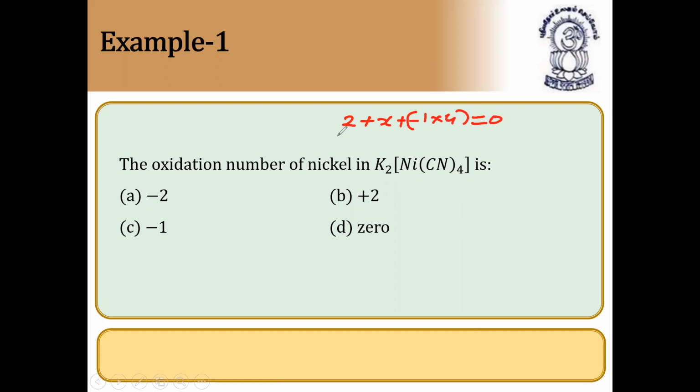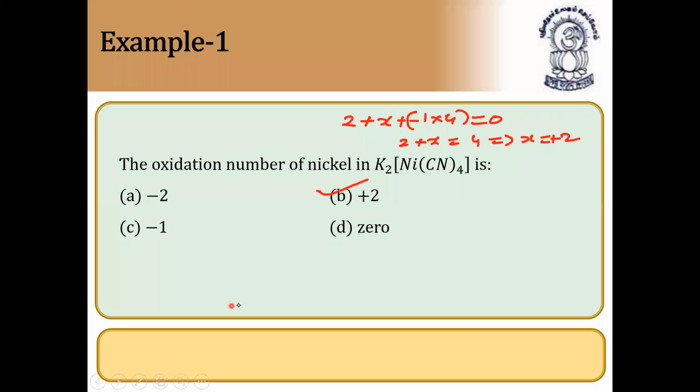Equal to 0, because the sum of all the oxidation states of a compound is always equal to 0. If there is a charge, it is equal to the charge. This already we know. So 2 plus X minus 4 is equal to 0, which implies 2 plus X is equal to 4, which implies X is equal to 2 plus. So the answer is +2. So option B.